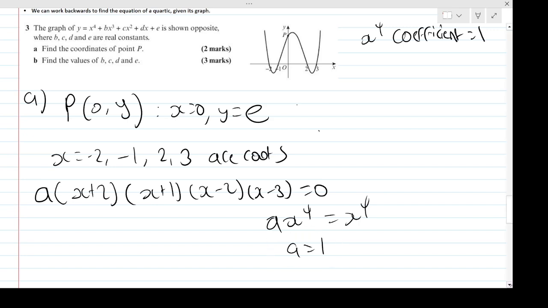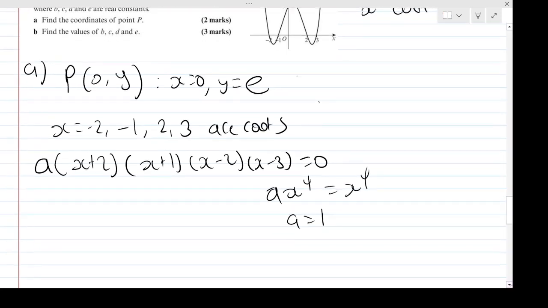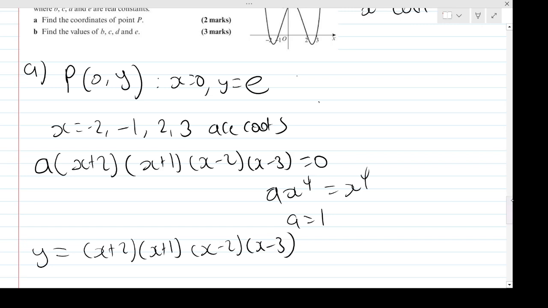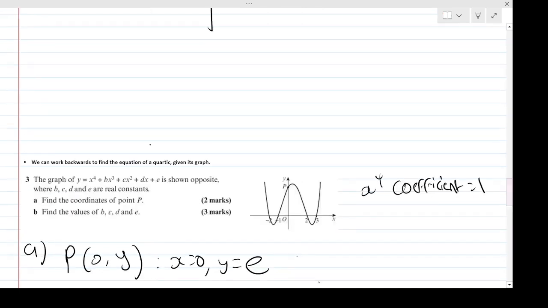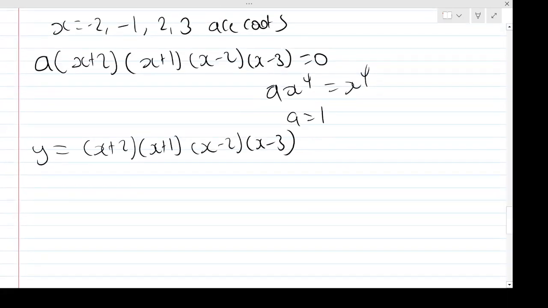Okay, so a is 1, we can sub that in. Well, we don't really need to, because it'd just be 1 outside. Anyway, that means our quartic would be simply x plus 2, x plus 1, x minus 2, and x minus 3. Then we just need to expand it all out to get a quartic in this form. This is going to be a bit arduous, but let's do it.